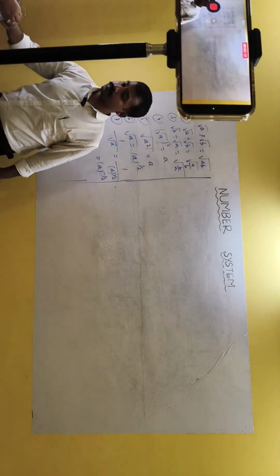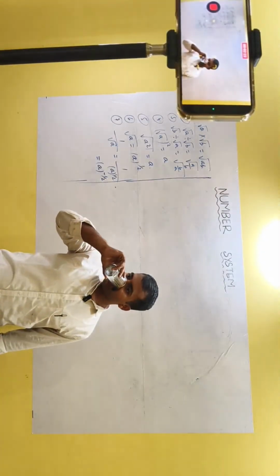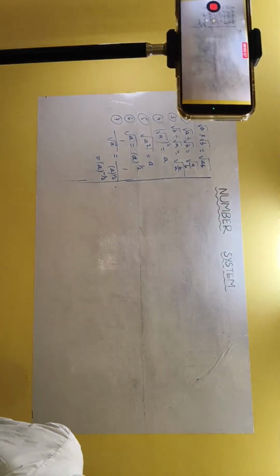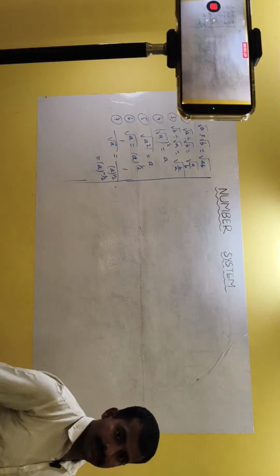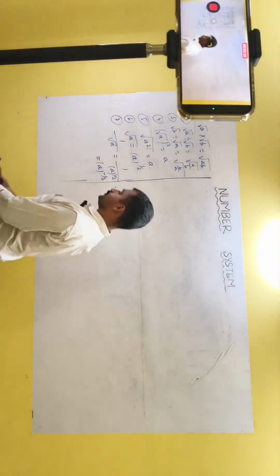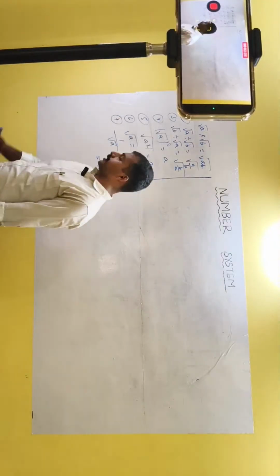Come. Listen. Then proceed. Sit down. Then proceed. Then next one is root a plus b.